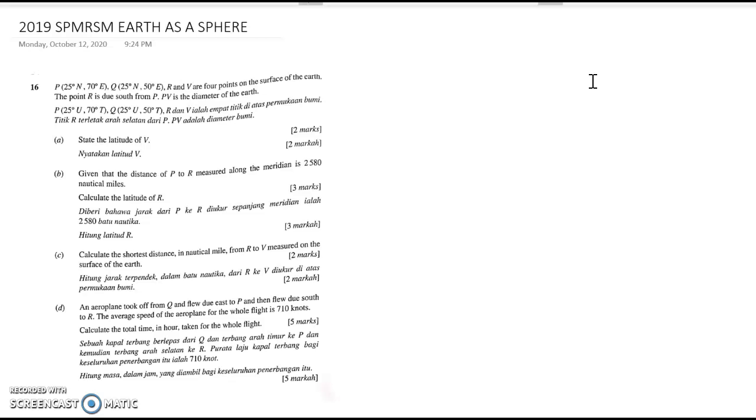It's given that P is 25 degree north, 70 east, Q is 25 degree north, 50 degree east. Then we have R and V. Then it's given that R is due south from P and PV is the diameter of the Earth.